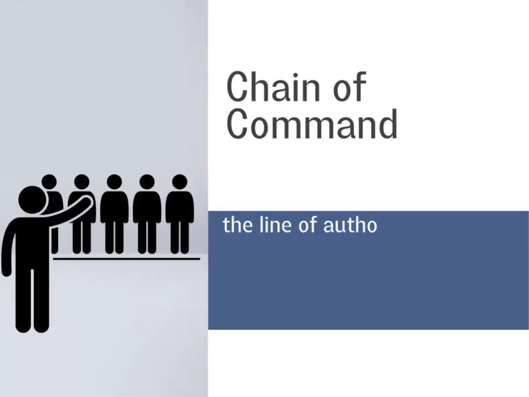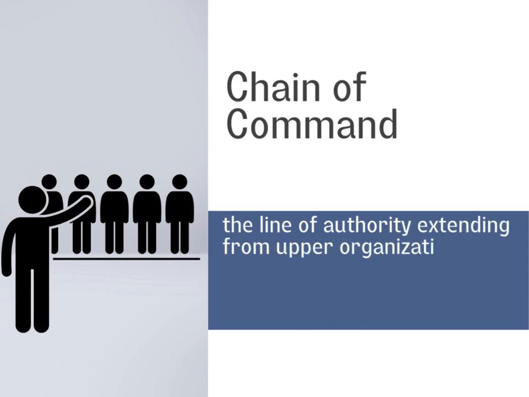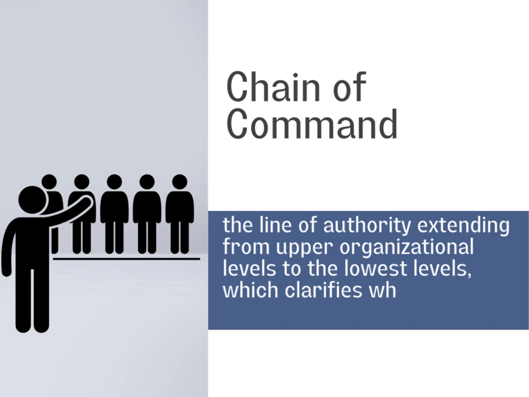All right, so chain of command. This is the line of authority extending from upper organizational levels to lower levels, which clarifies who reports to whom. So it basically says, who do you report to? Who is your direct supervisor? Who is the one who is in charge? Who is responsible for giving you tasks, for giving you feedback, for the hiring and firing of you, giving you raises, things like that. Nobody wants to have several different bosses.